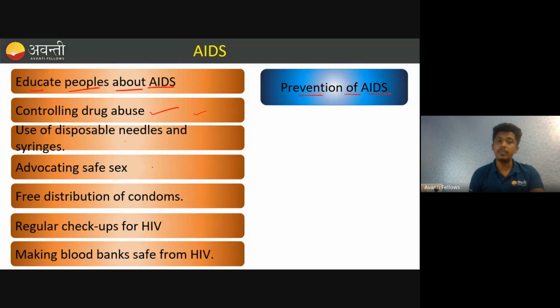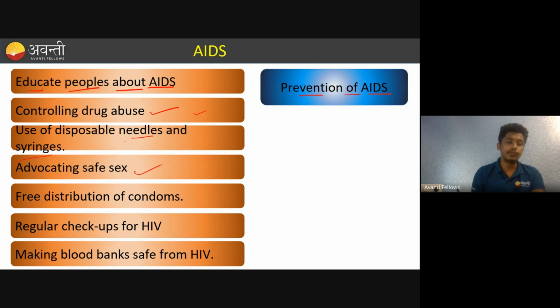Next one, medical centers and personal use. Never use repeated needles. Always use disposable needles and get rid of them as soon as possible. And advocating safe sex, in the sense, first one, know your partner's health. Avoid multiple partners and unknown partners, especially for sexual contact. So that is far better. Things can get lighter and things can go real bad.